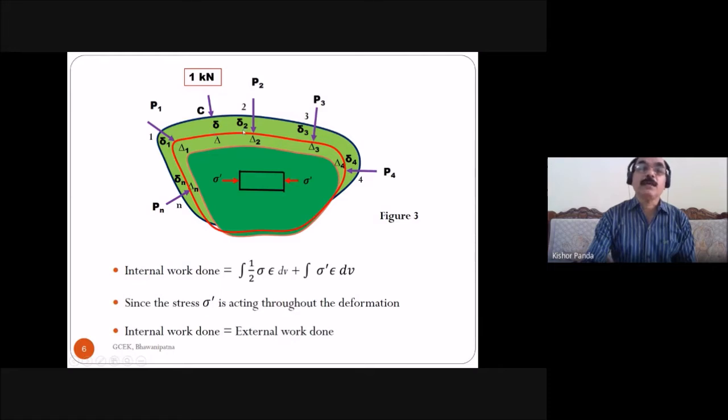Then what you have to do? Then you have to apply the P system of forces, that is P1, P2, P3, P4 and Pn, at 1, 2, 3, 4, n gradually. Then due to this force, this is the deflection at 1, 2, 3, 4 and n: uppercase delta 1, delta 2, delta 3, delta 4 and delta n. Due to the P system of forces, this is the deflection that takes place. Already this force is acting, and you have to apply the P system of forces at the points 1, 2, 3, 4, n gradually.